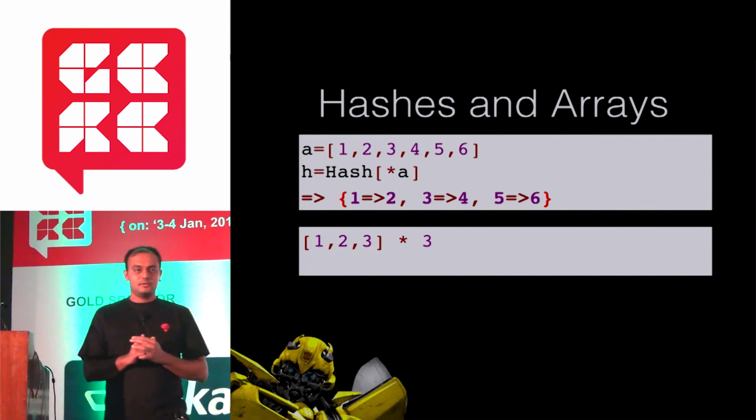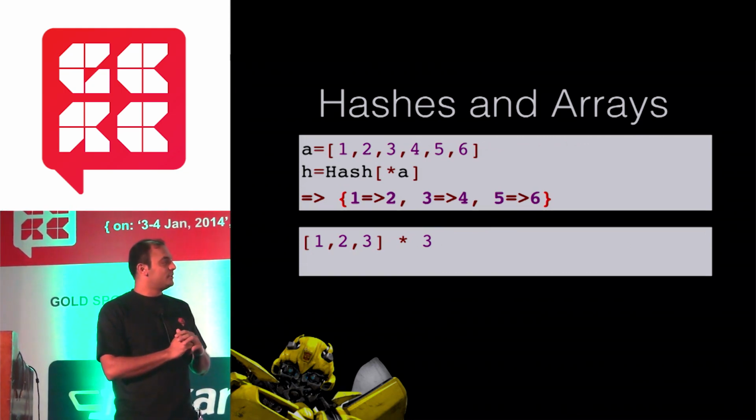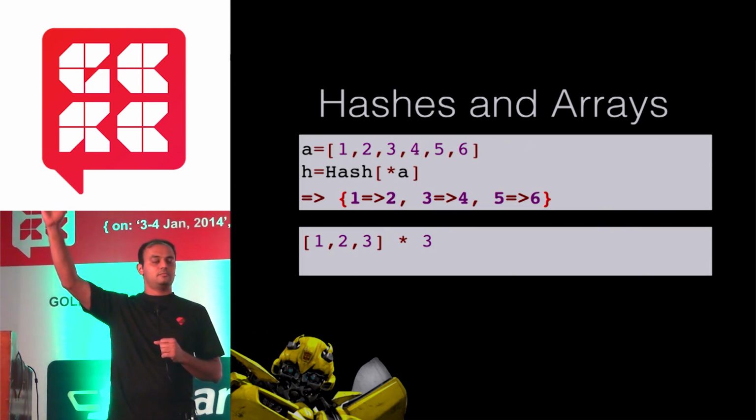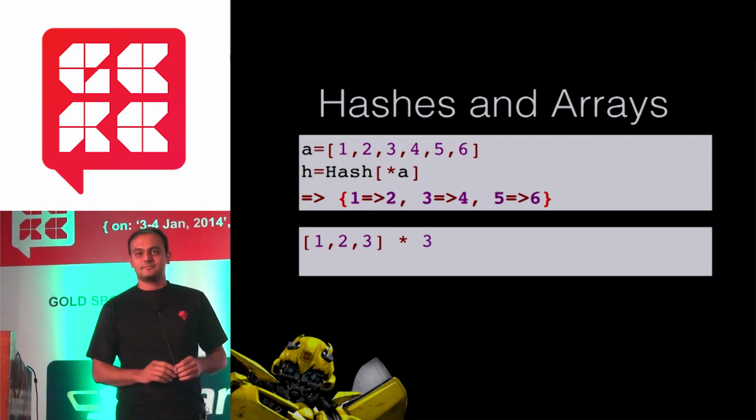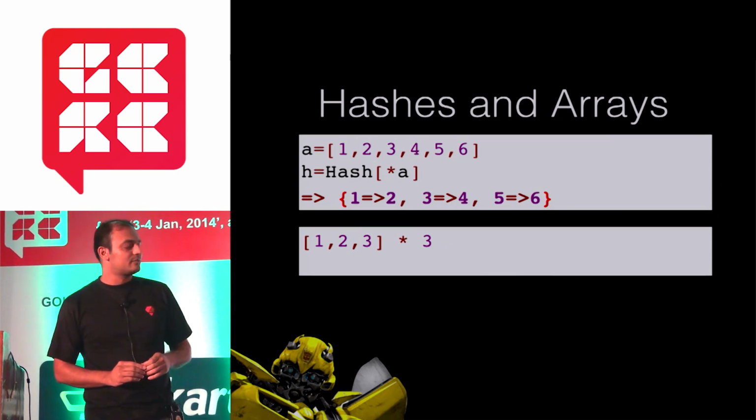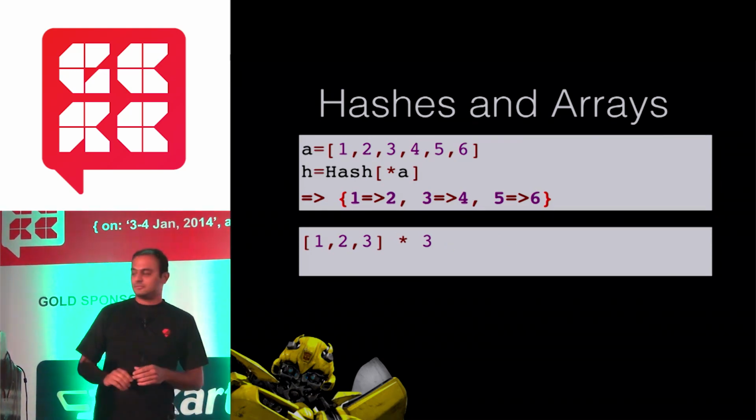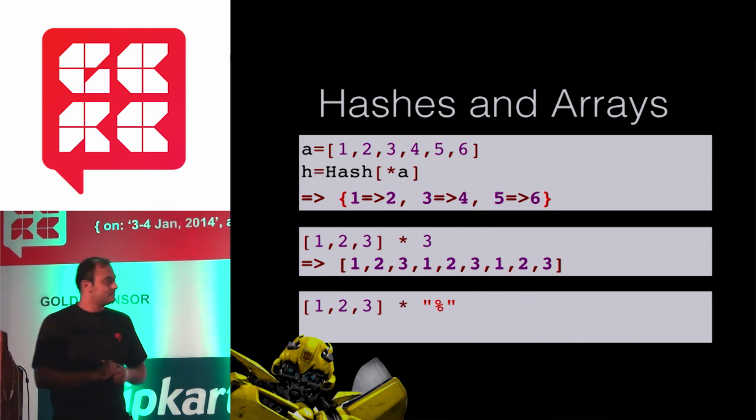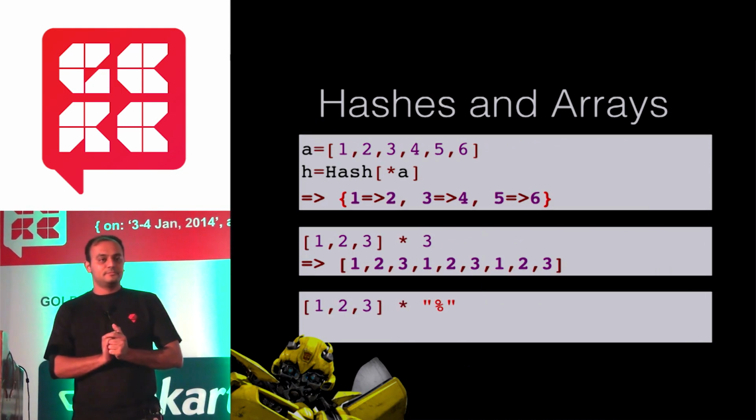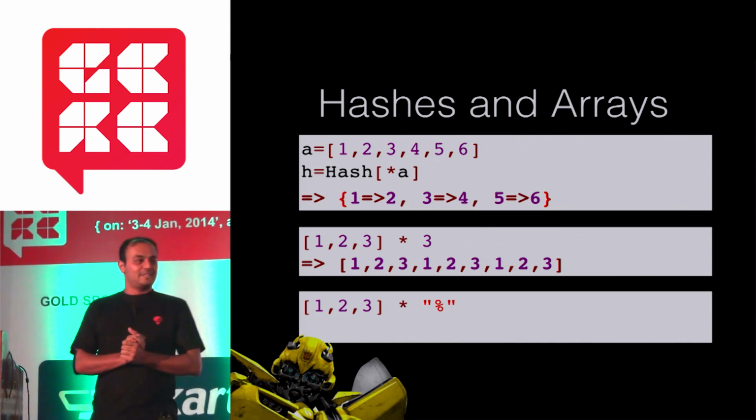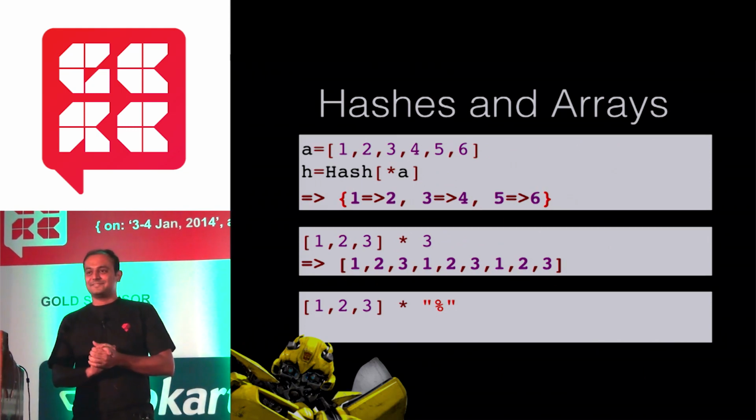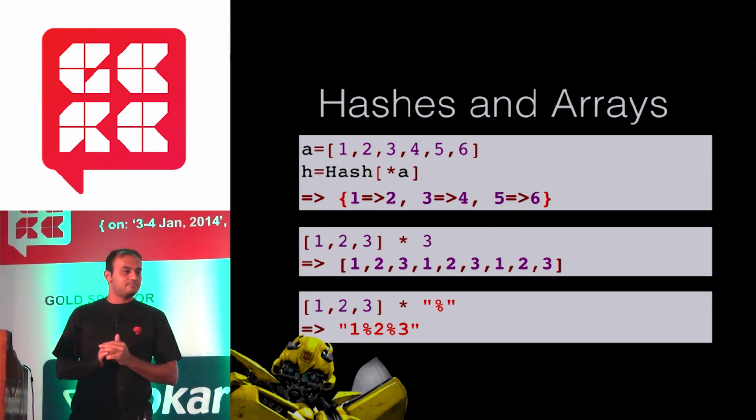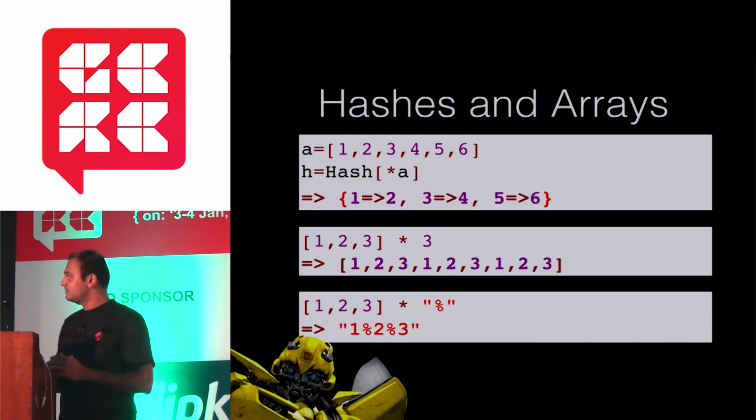Who all think that the output of this is going to be 3, 6, and 9? Who all think otherwise? So what's the output? Awesome. And now? That was easy, wasn't it? Now what? String concat. That's how it actually works.